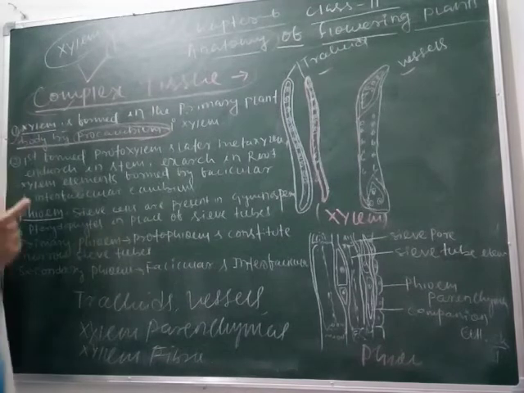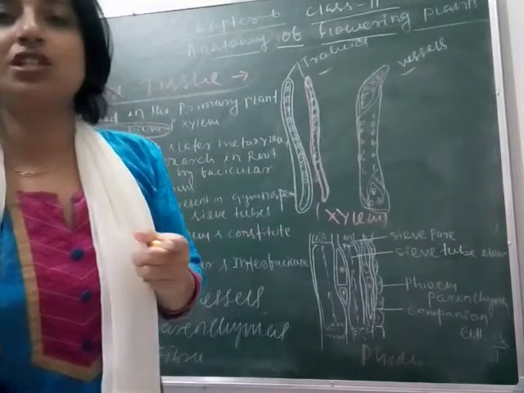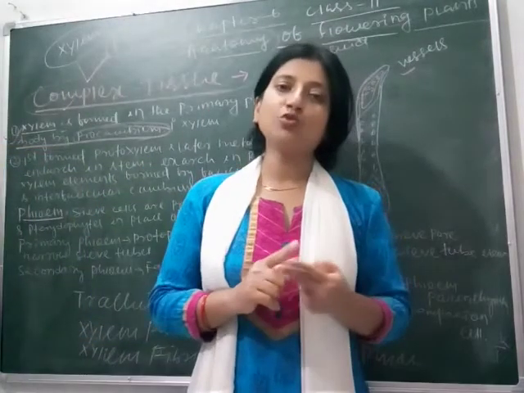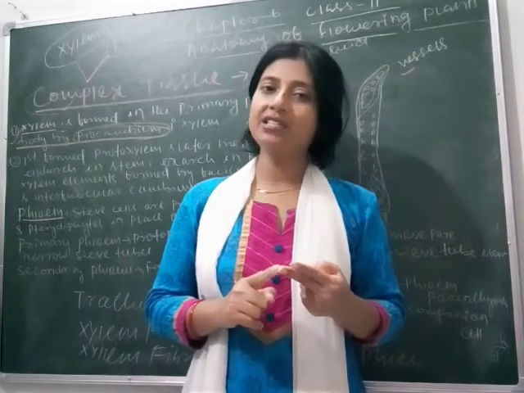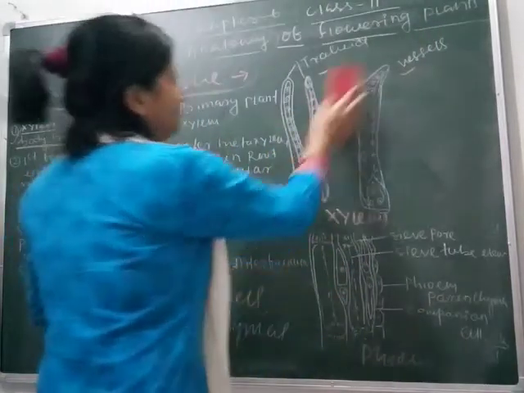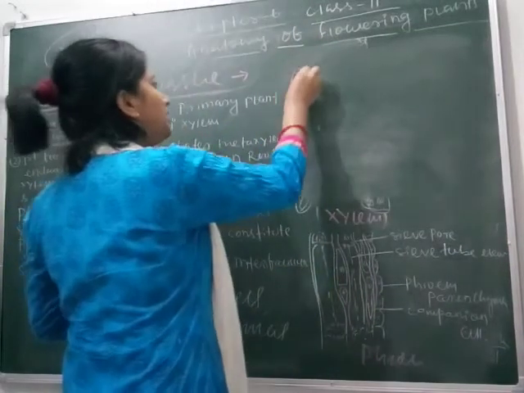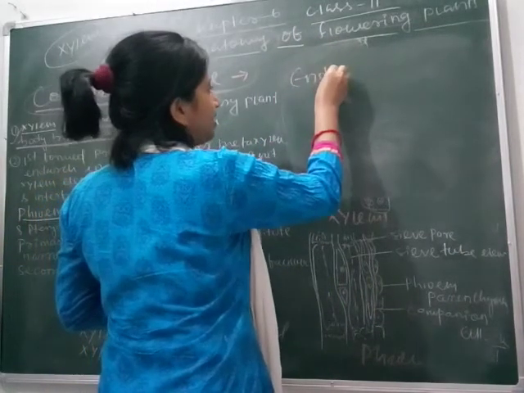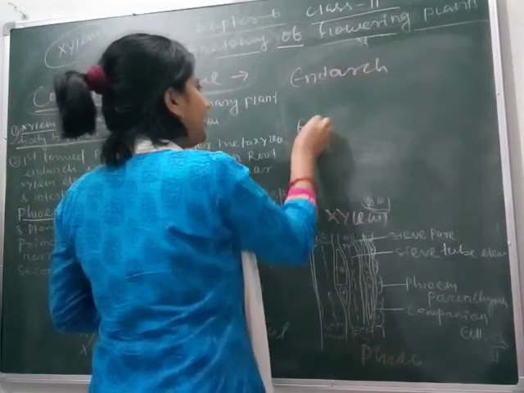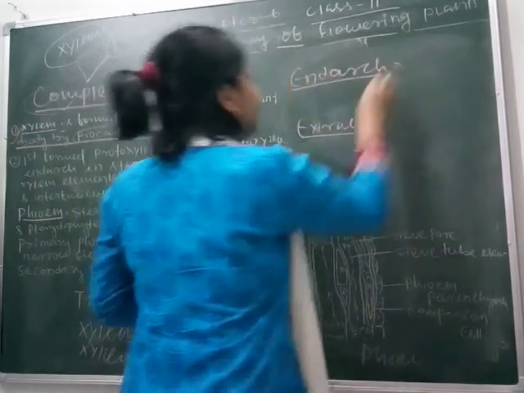Clear students? So let's understand how xylem is present in roots and stems. Look, xylem has two types of arrangements. One is endarch. I can write here, you see. One is your endarch. You have to remember these words. Endarch. And another is exarch. Clear? So let's understand what they are.